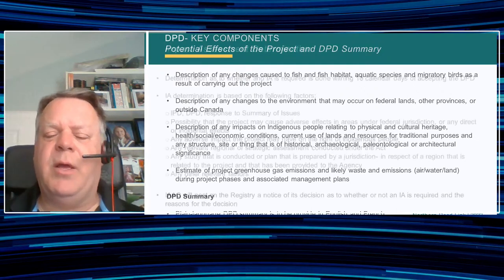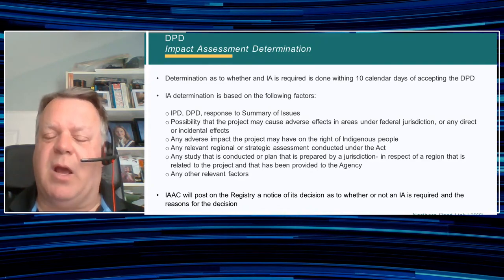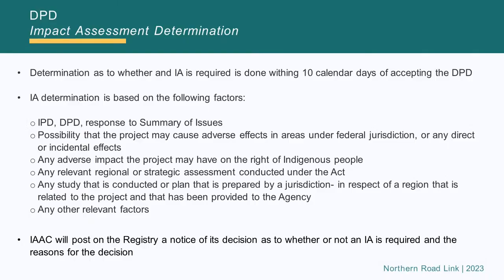So let's talk now about the impact assessment determination. This is the determination as to whether an impact assessment is required, and that actual determination is done within 10 calendar days of accepting the detailed project description. And the impact assessment determination is based on a number of factors. Some of these include the initial project description, the detailed project description, and the responses to the summary of issues.